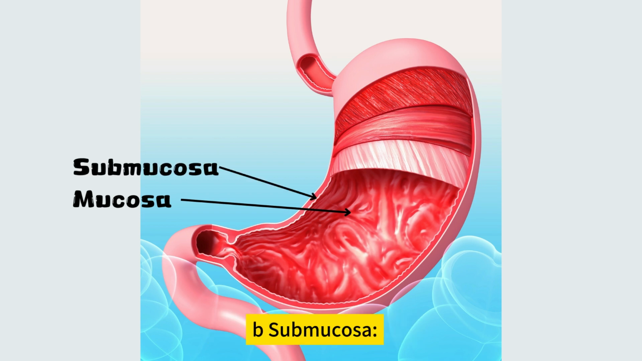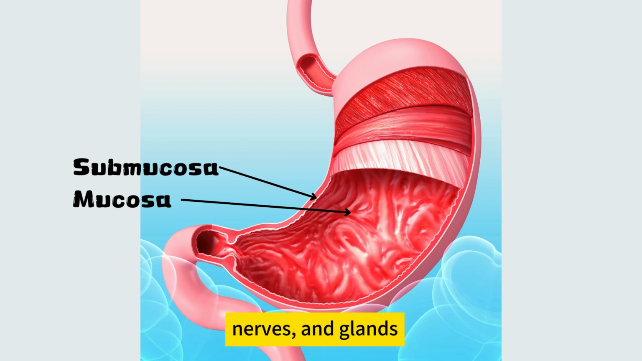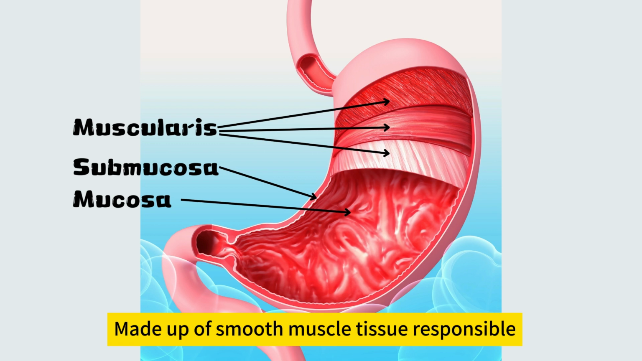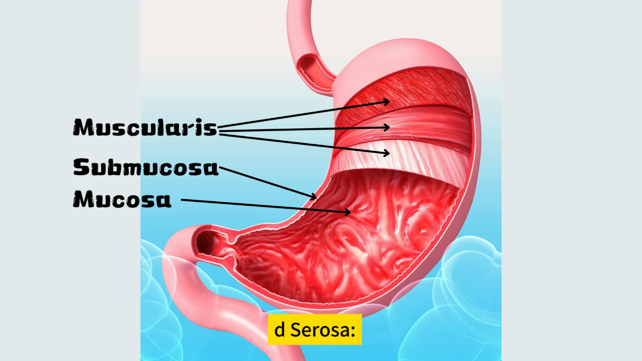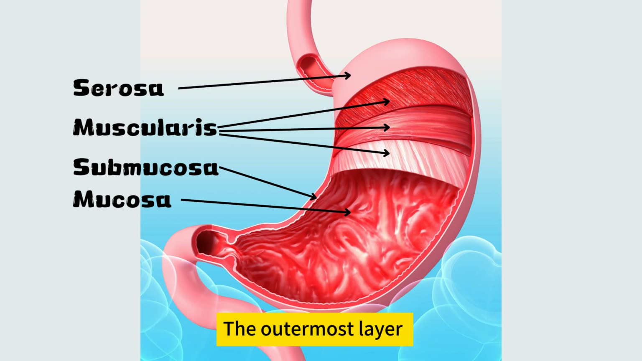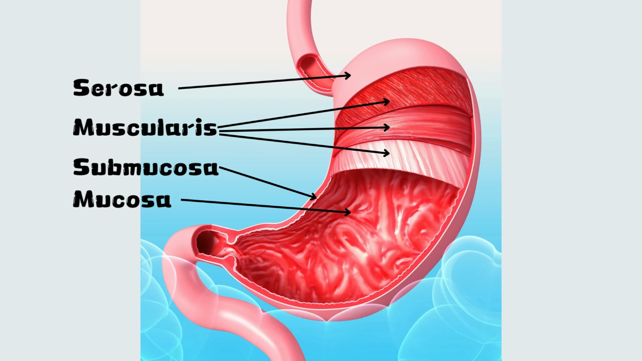B. Submucosa. A layer beneath the mucosa that contains blood vessels, nerves, and glands. C. Muscularis. Made up of smooth muscle tissue responsible for churning and mixing food with digestive juices. D. Serosa. The outermost layer that provides a protective covering for the stomach.